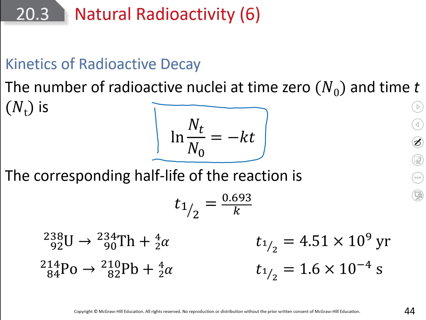Natural log of your amount at time t divided by your initial amount is equal to negative kt. That's straight out of chapter 14. And the half-life equation, also straight out of that same table in chapter 14, is 0.693 over k.